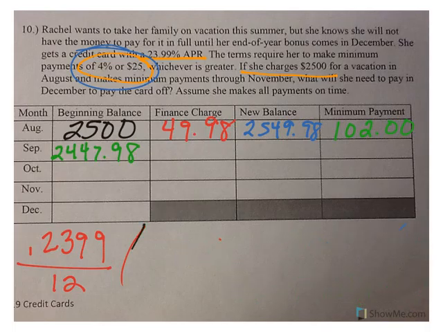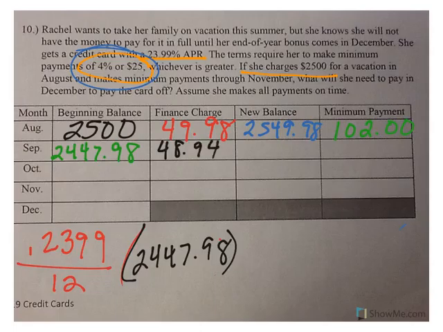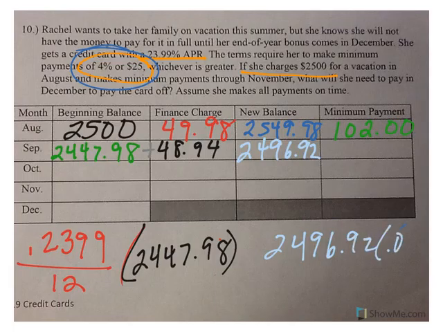So this time we're going to multiply the APR divided by 12 by 2447.98 to get a finance charge of $48.94, right? Her finance charge went down a little over $1. To find the new balance, we're going to add these two together, and we get $2,496.92. And then recall the $2,496.92 gets multiplied by 0.04, and the minimum payment is now $99.88.